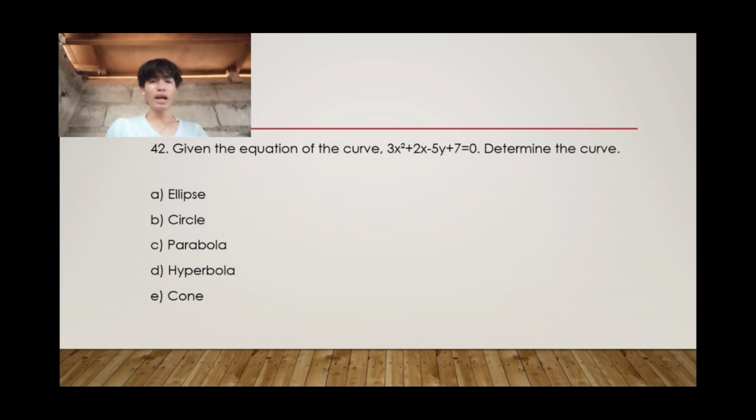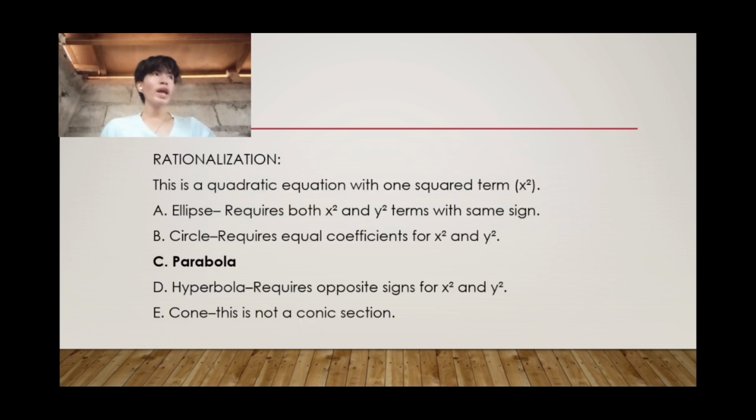So let's rationalize why A, B, D, and E are not the correct answer. For letter A, ellipse, an ellipse requires both x squared and y squared terms with the same sign. So ellipse is not the correct answer. For letter B, circle, it requires equal coefficients for x squared and y squared. And for letter D, hyperbola, it requires opposite signs for x squared and y squared. And for letter E, cone, it is not related to the four conic sections.